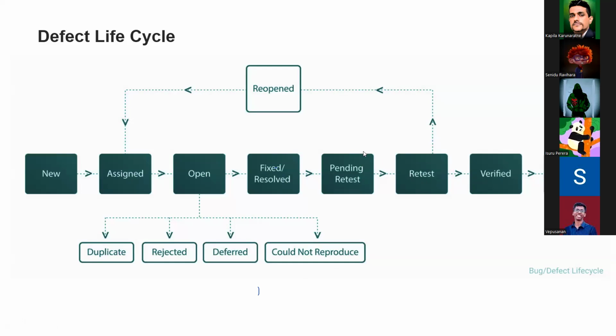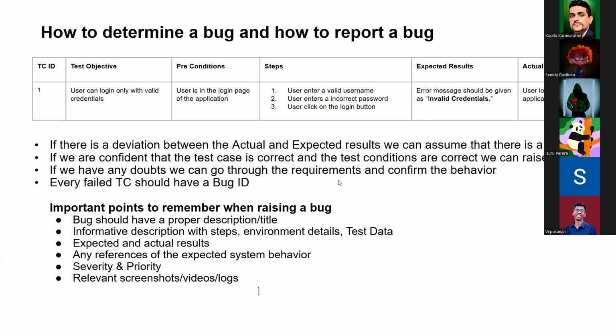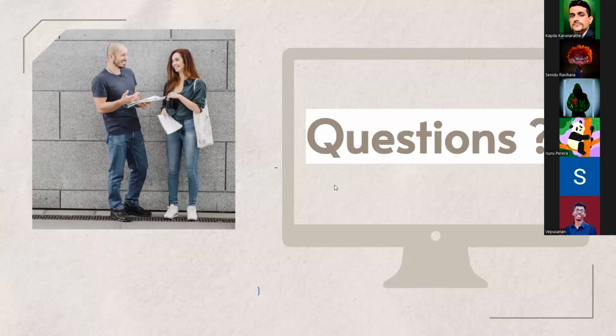So this life cycle we have to maintain in our defects. To maintain defects, we have to use defect management tools. There are certain tools: Jira, TestRail, Redmine, Bugzilla. There are many tools. Jira is one of the popular ones, but there are many other tools as well. You have to use these tools. I think this is what I covered already.